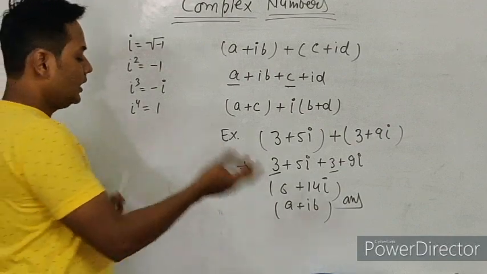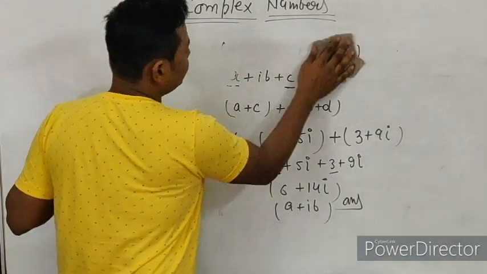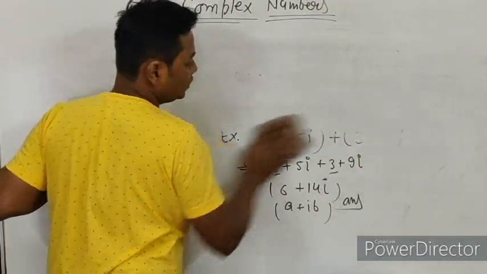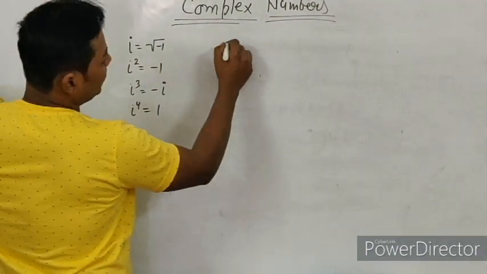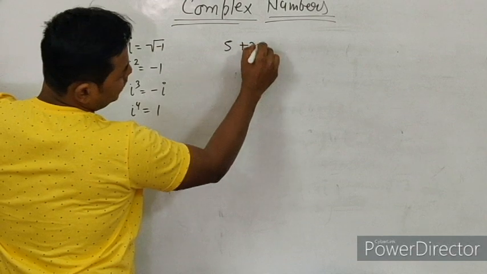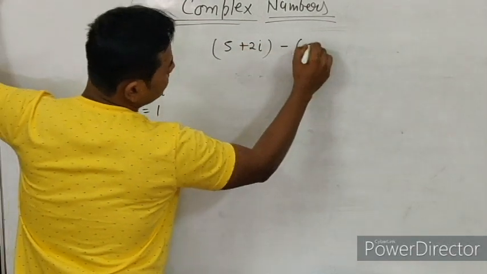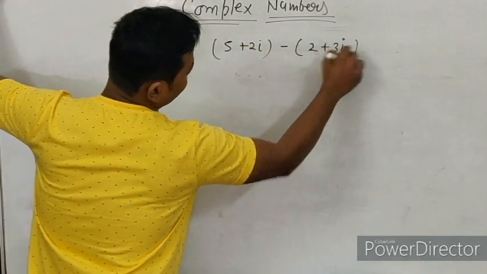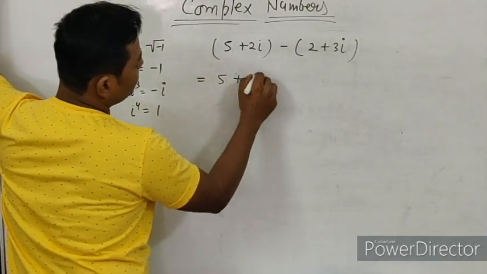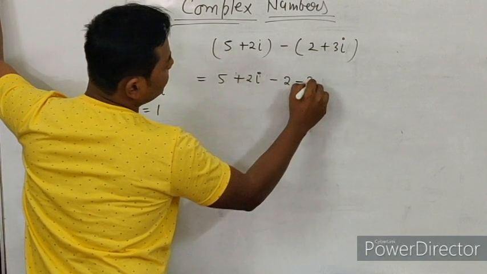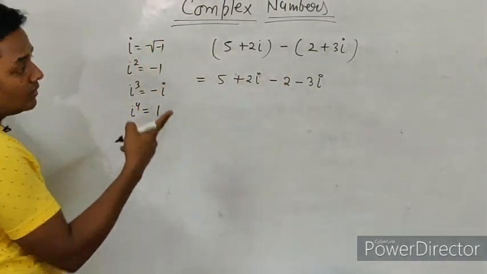Any problem? Sure? Okay, let's talk about subtraction. Similarly, we will do subtraction too. I'm just taking an example to make you understand. Okay, 5 plus 2 iota minus 2 plus 3 iota. So 5 plus 2 iota minus 2 minus 3 iota, because the sign acts on the brackets.